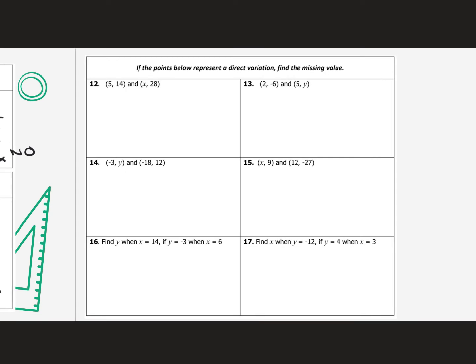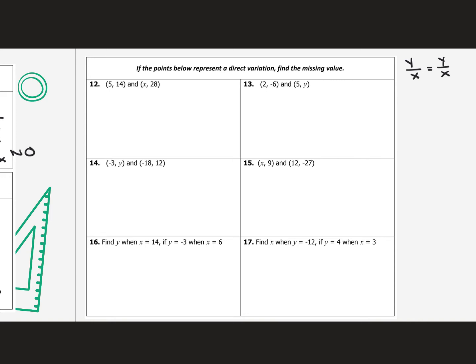All right. So now we're going to determine if the points represent a direct variation, and if they represent a direct variation, we're going to find the missing value. That's why we talk about the constant of proportionality. That's how you can see we have the linear equation. So using what we know about finding the constant k, we have y over x is equal to y over x. And that's how we figure out our constant of proportionality.